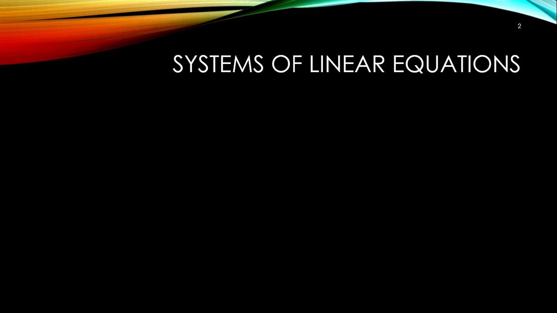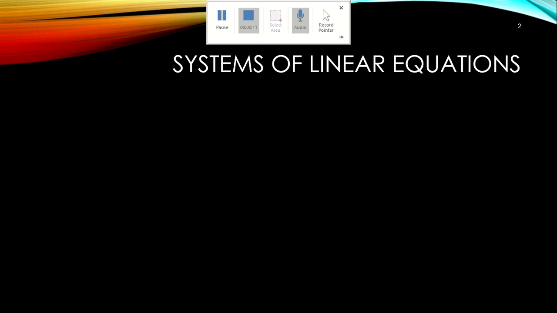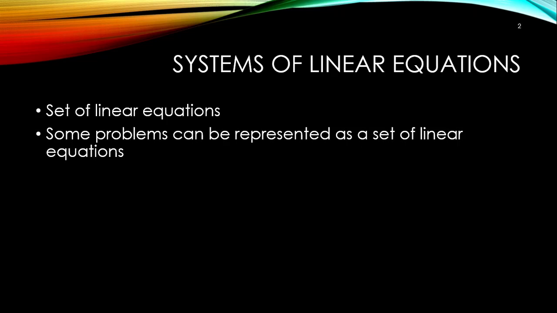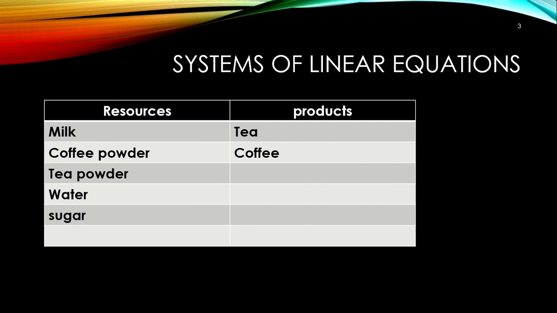And what are systems of linear equations? Systems of linear equations are a set of linear equations, and these equations have some common properties, or they are related to each other. Those kinds of linear equations are called systems of linear equations. Some problems can be represented as a set of linear equations. So let's see an example.